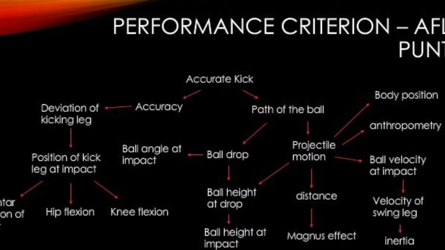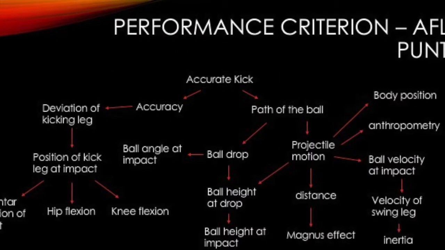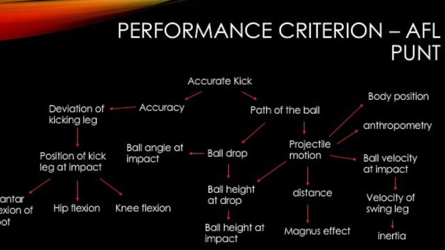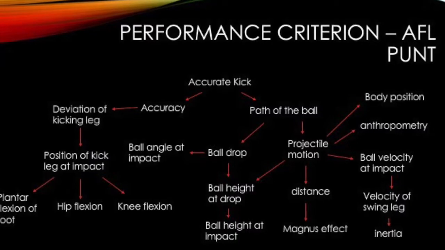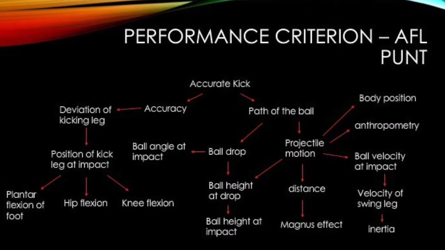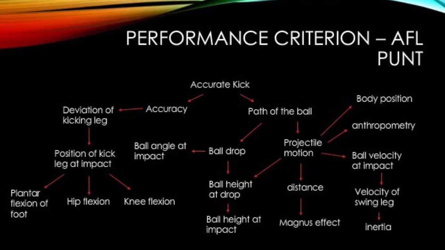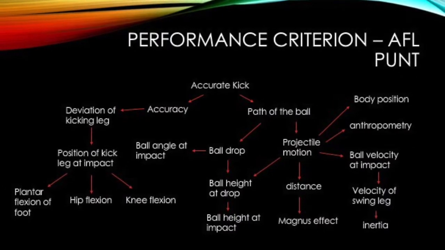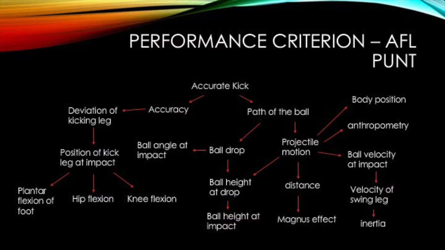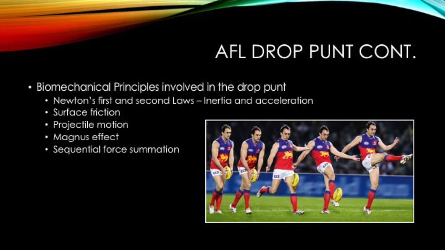The main features of the AFL punt performance criterion are the path of the ball and the accuracy of the kick. There are many factors that come into play in regards to each of these features. Variables such as the athlete's anthropometry, hip and knee flexion, and the ball drop are all critical in executing a perfect kick. There are several biomechanical principles involved in the drop punt.